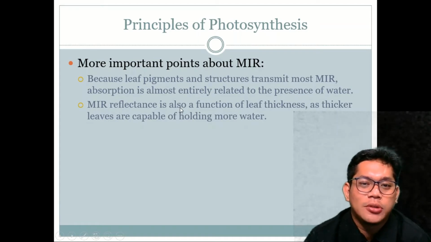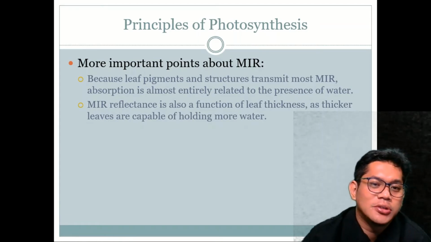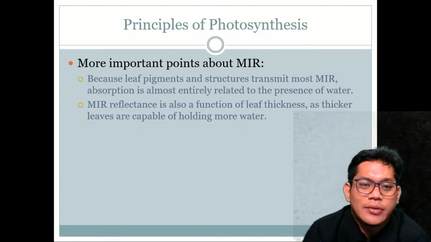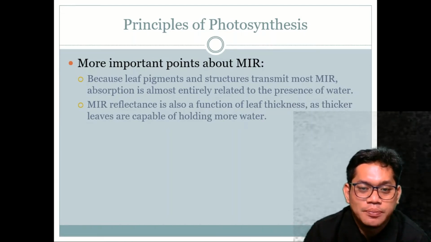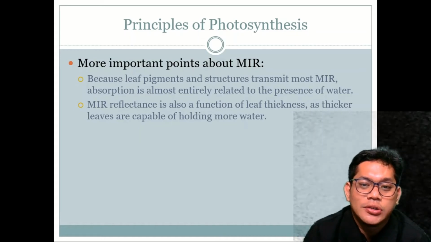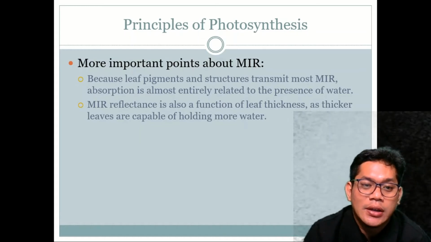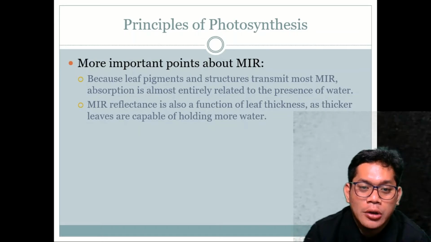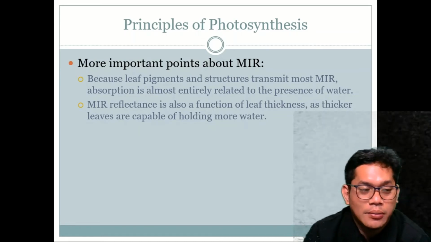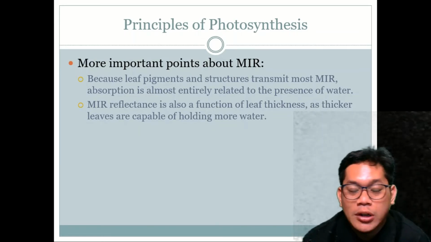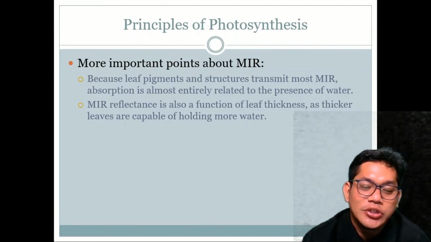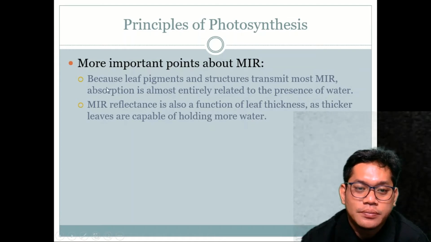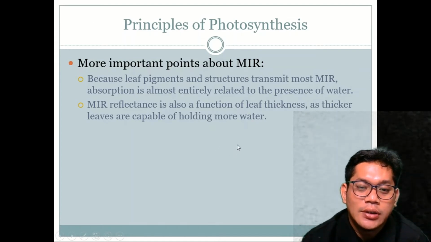So what are the important points about the medium infrared? Because leaf pigments and structure transmit more of the medium infrared, absorption is almost entirely related to the presence of water, and it also shows the leaf thickness. A thicker leaf holds more water. Okay, holding more water shows the quality of the plant. It also shows the functionality of the plant, and reflects the health status.